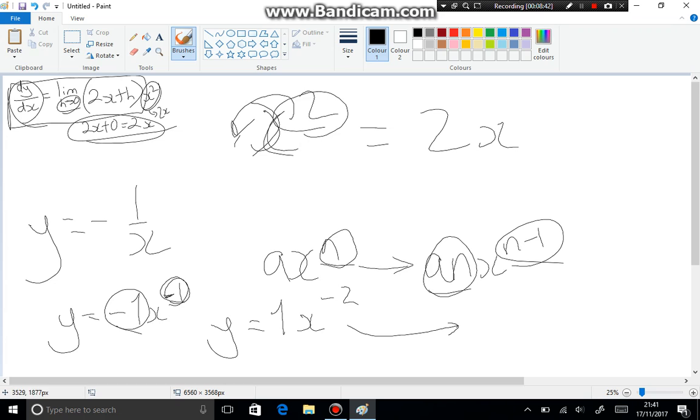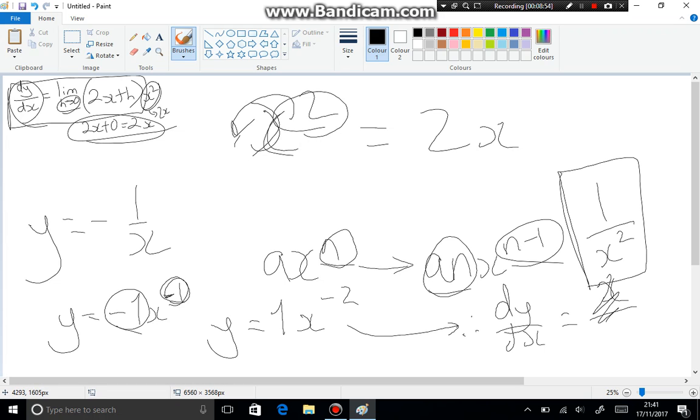And so you know that, therefore, dy over dx is equal to, oh sorry, my bad, 1 over x squared. That's it. Simple, isn't it? 1 over x squared, that's it. So the best solution to doing differentiation is just working through it step by step. And there are some exceptions.